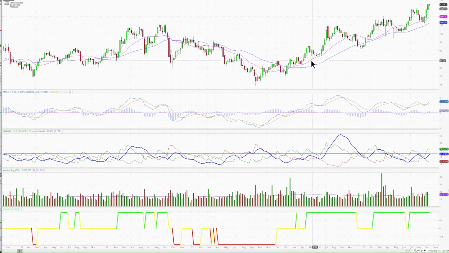We've got a pullback to the moving averages. All right. So this is really essentially, to keep it down to brass tacks, simple as can be: we're looking for a trend in place, and then we're looking for a pullback in that trend.